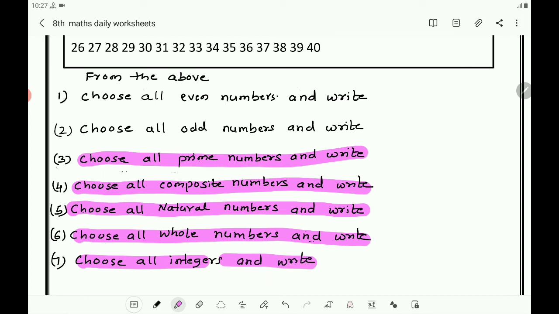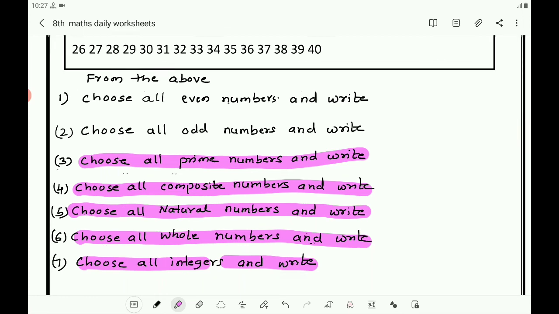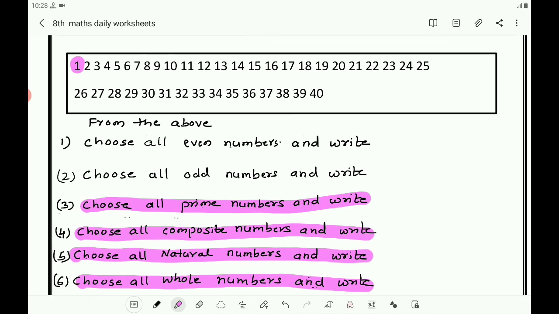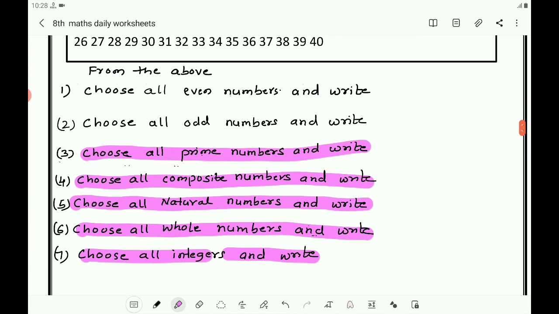Know the natural numbers, whole numbers, integers, prime numbers, composite numbers, odd numbers, even numbers that you have to choose from this list of numbers. And one more thing I have to tell: 1 is neither prime nor composite, but it is a natural number, an integer, a whole number, and a rational number. You can take this one into that list. And also, 1 is an odd number, not even, but neither prime nor composite. It is odd, natural number, whole number, integer, and also a rational number.